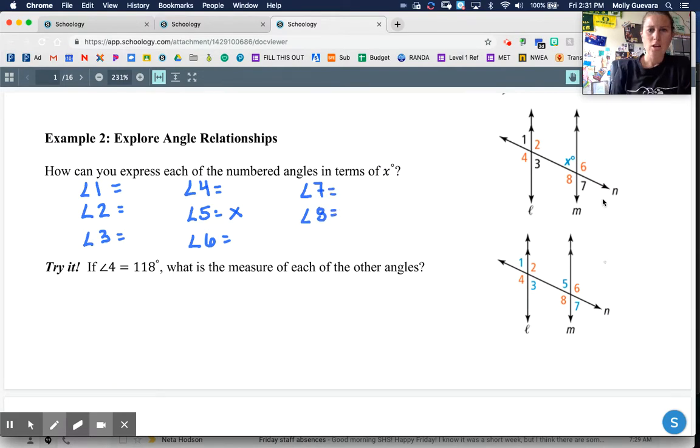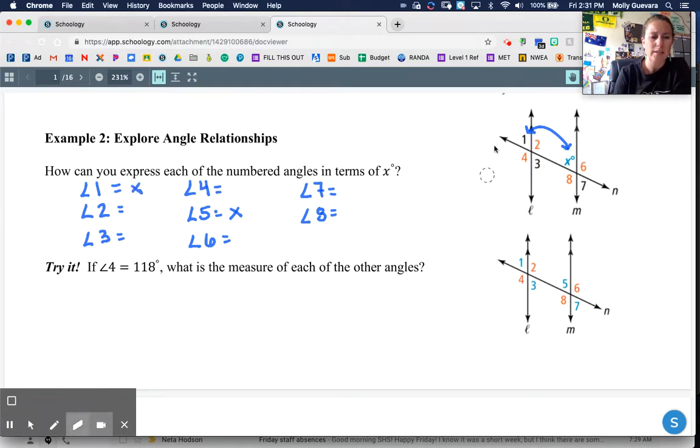Okay, so I'm going to go through. I know that this is x. So things that I know are going to be true: I know that 1 and x are corresponding. They are in the same position. Since they are corresponding, they are the same thing. So angle 1 is also whatever x is. Angle 1 is also x.